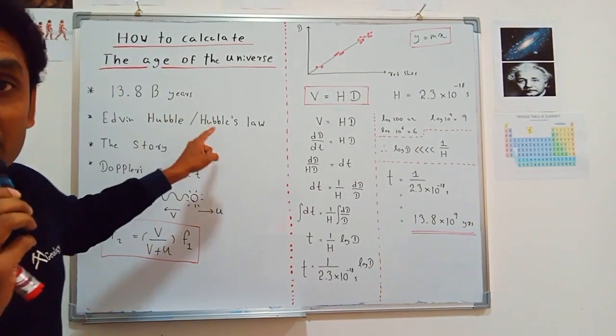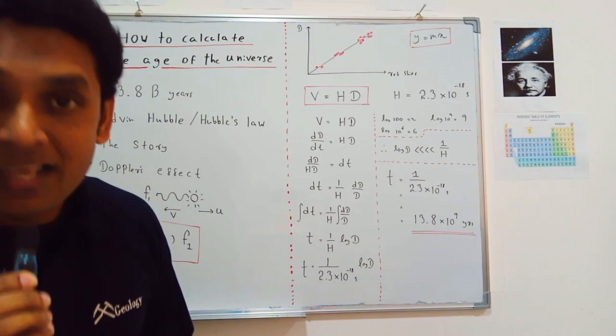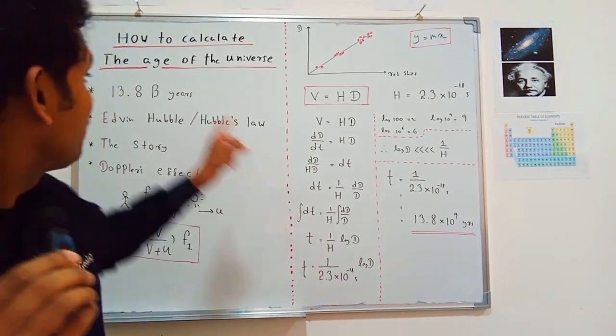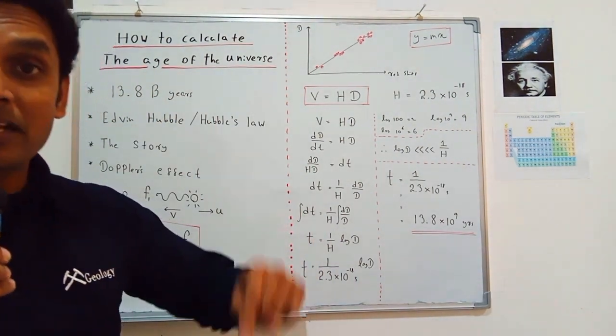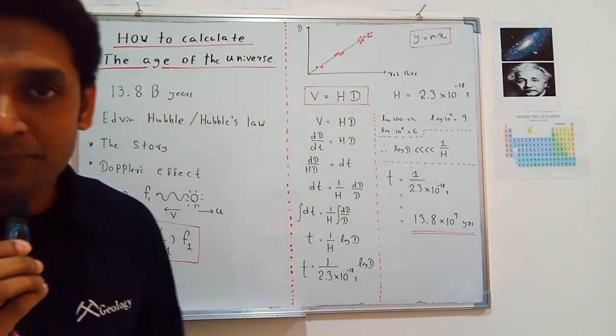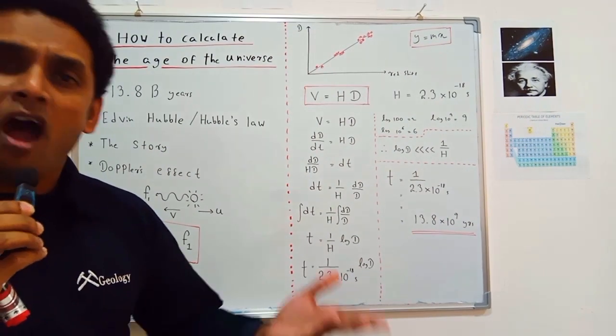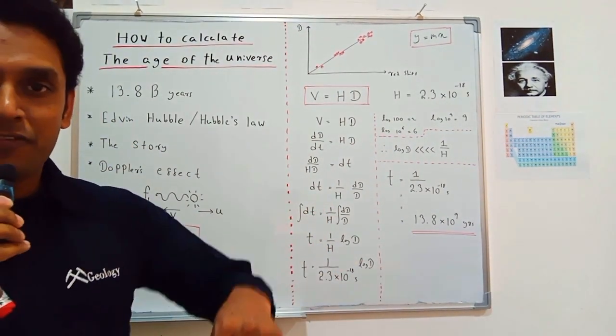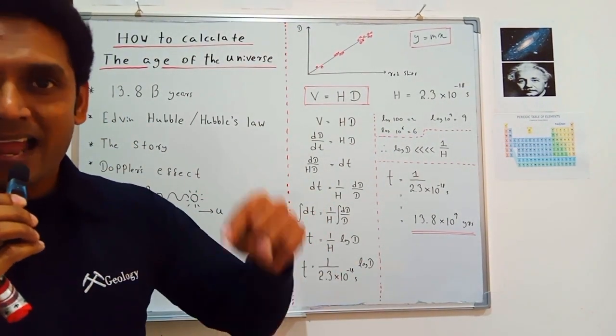Okay, we know that the age of the universe is 13.8 billion years. Today we know that the age of the universe is 13.8 billion years. But how do we know this? How to calculate this? In this video today, we are going to discuss it, so stay on.